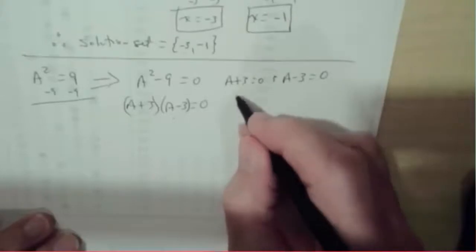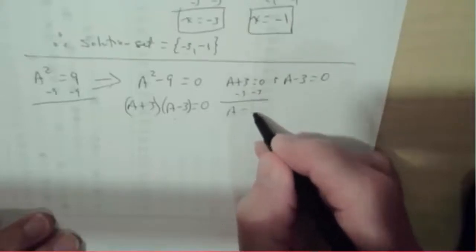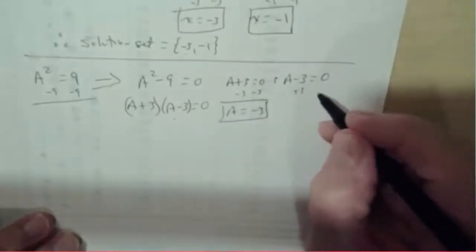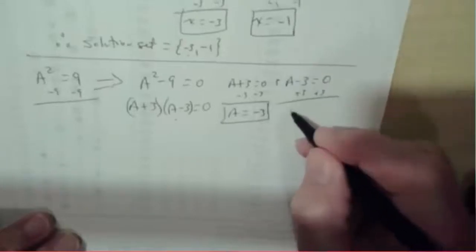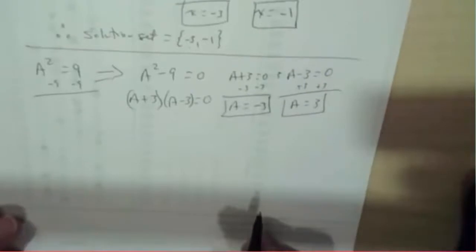So we subtract 3 from each side, and we get a equals negative 3. Here we're going to add 3 to each side. A equals 3. Right?